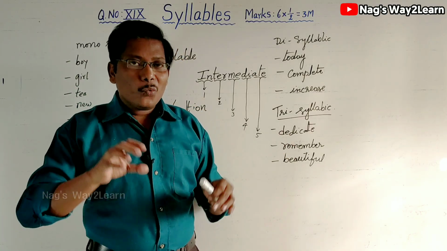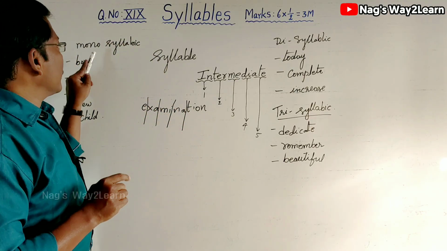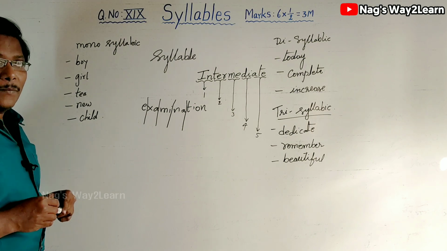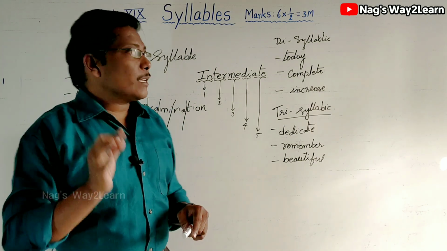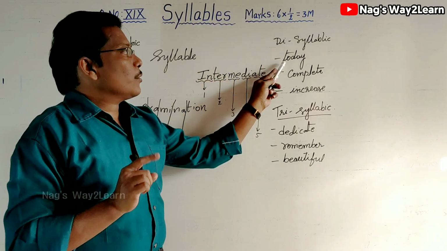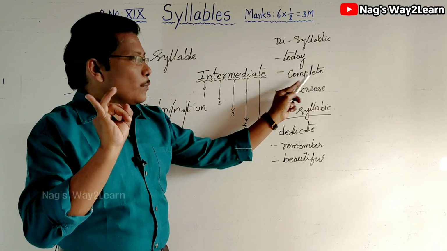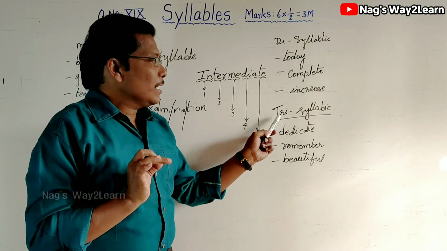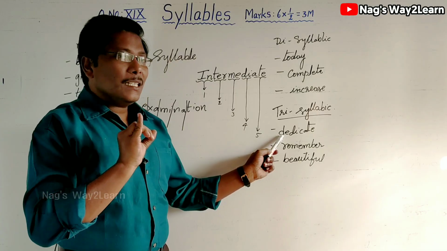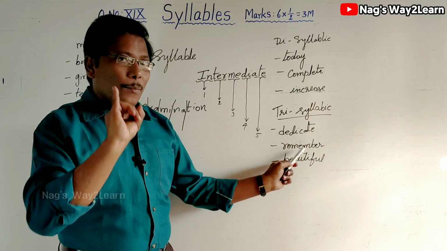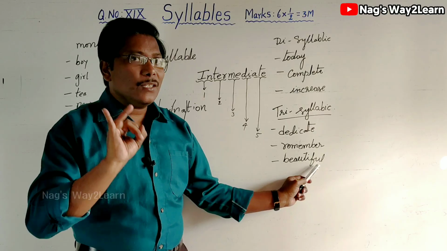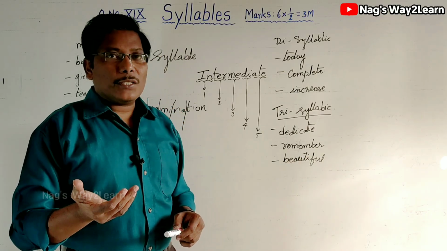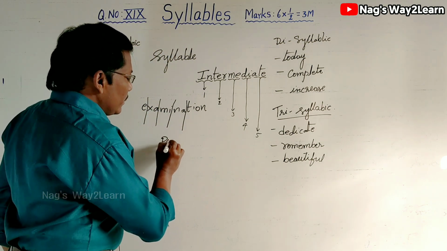Okay, so if there is only one syllable in a word, those words are called monosyllabic words. Example, boy, girl, tea, new, child. If there are 2 syllables in a word, that word can be called a disyllabic word. Example, today, complete, increase. Okay, if there are 3 syllables, those words are called trisyllabic words. Example, decade, remember, beautiful. There are 3 syllables in these words. And suppose if there are more than 3 syllables, then we can call them polysyllabic words.